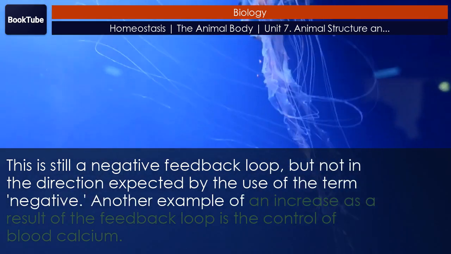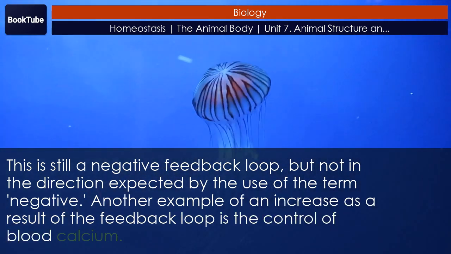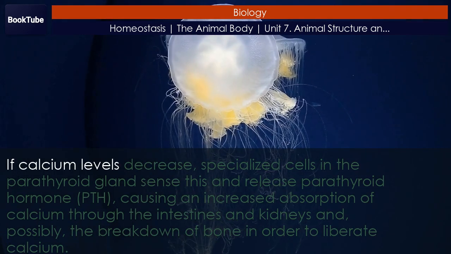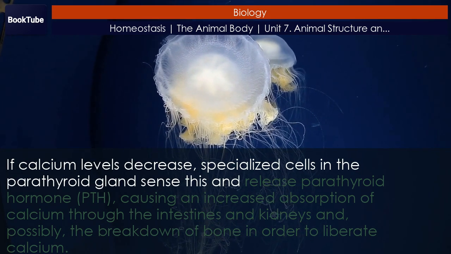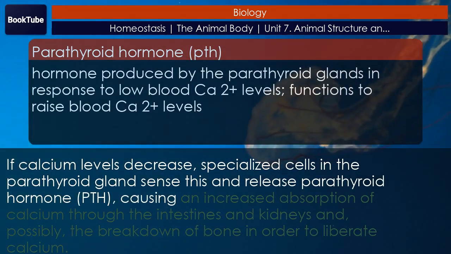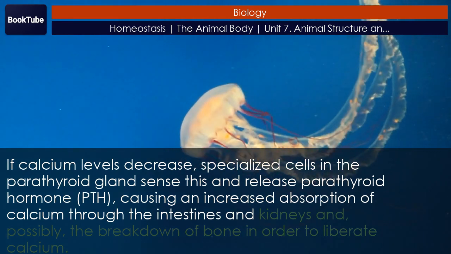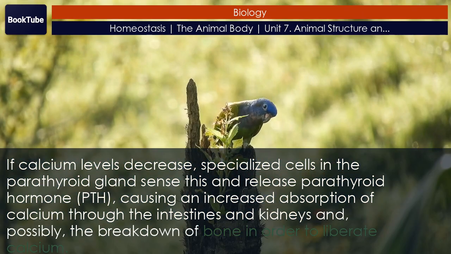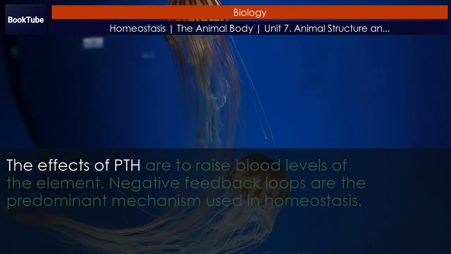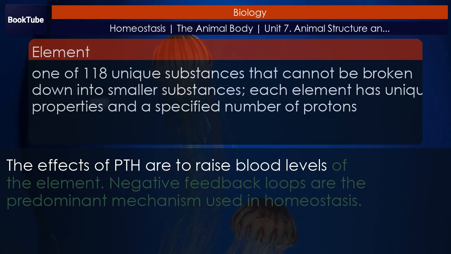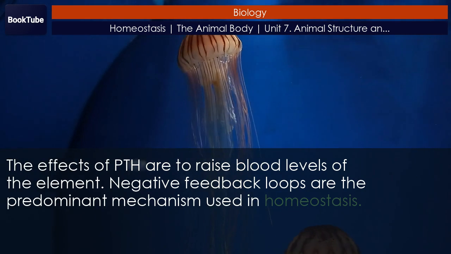Another example of an increase as a result of the feedback loop is the control of blood calcium. If calcium levels decrease, specialized cells in the parathyroid gland sense this and release parathyroid hormone, PTH, causing an increased absorption of calcium through the intestines and kidneys and, possibly, the breakdown of bone in order to liberate calcium. The effects of PTH are to raise blood levels of the element. Negative feedback loops are the predominant mechanism used in homeostasis.